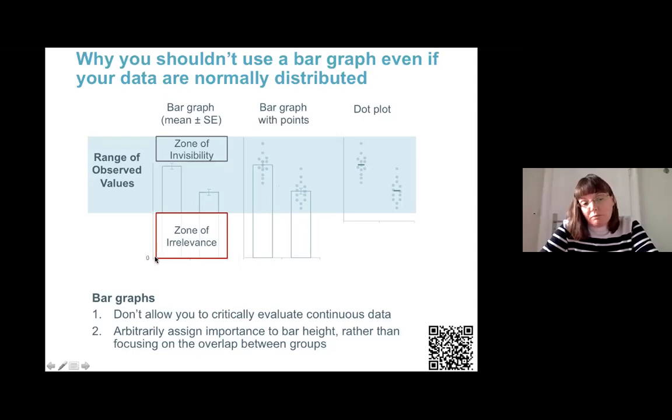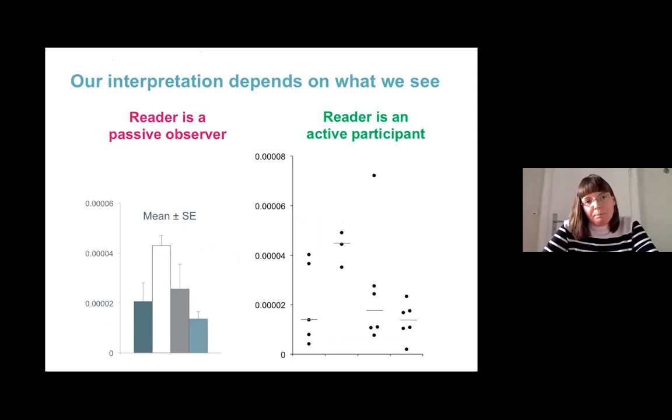And so if 0 is not biologically or physiologically possible, and the values around it will never occur in your data set, then you can actually end up dedicating a large amount of your graph to the zone of irrelevance, where you will never have any actual values. And this is the other way that the bar graph can distort our perception of the range of observed values.